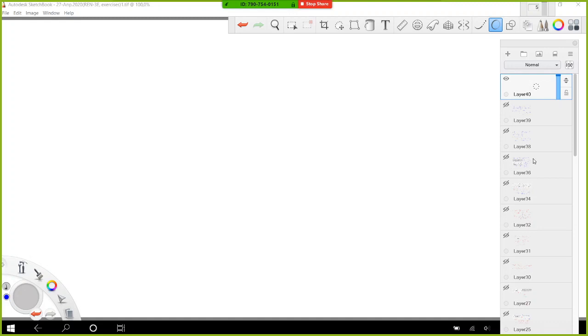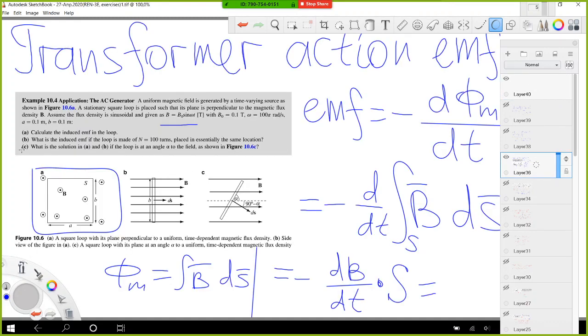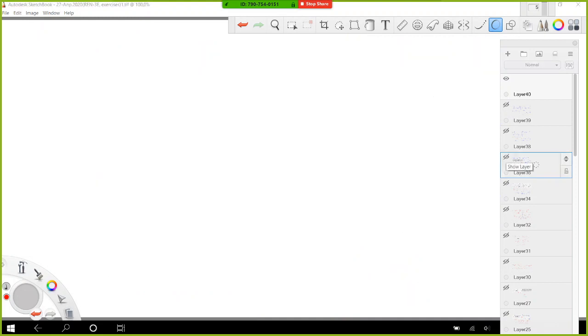The third part of our problem, part C. What is the solution in A and B if the loop is at angle alpha to the field, as shown in figure 10.6 C? If we look here, our loop is not perpendicular to the magnetic flux, but it is at some angle alpha with the magnetic flux. Now, what will be the electromotive force in this case?